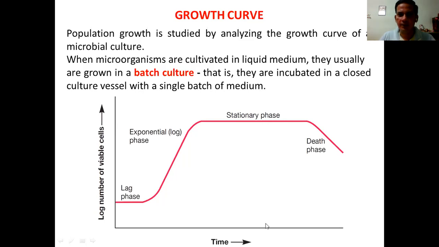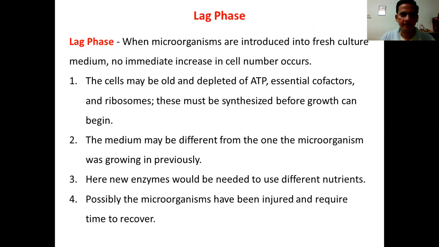With respect to time, you can see these 4 different phases, which are usually followed when the culture is done in closed vessels under those conditions. So let's see these phases one by one. The first one is the lag phase. Lag phase is when microorganisms are introduced into fresh culture media. When they are introduced into fresh culture media, there is no immediate increase in numbers.